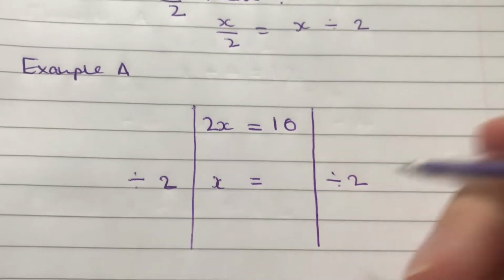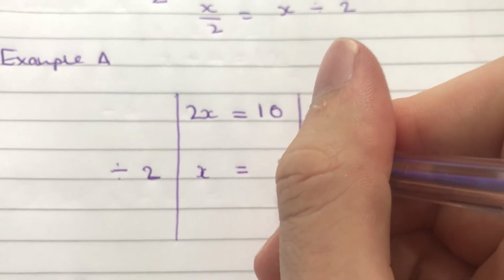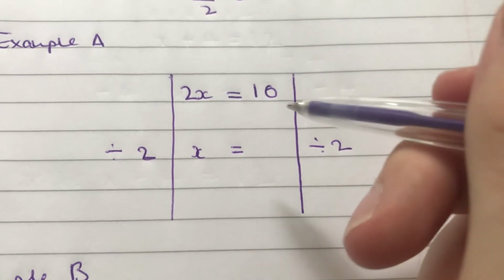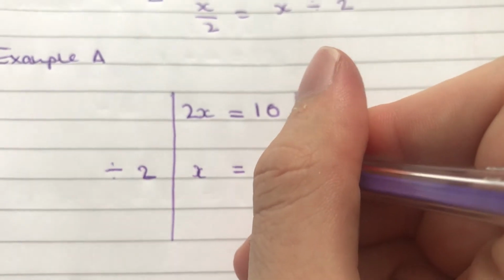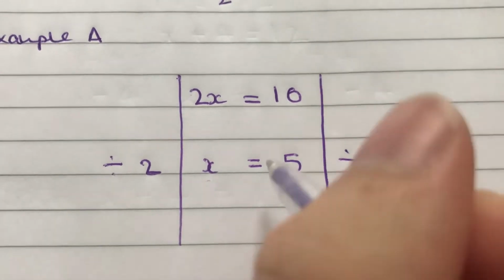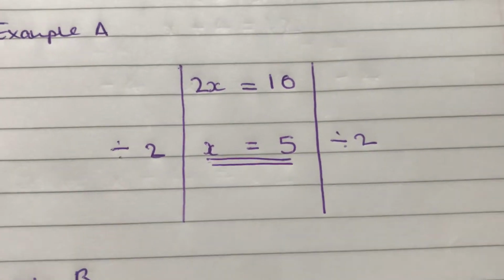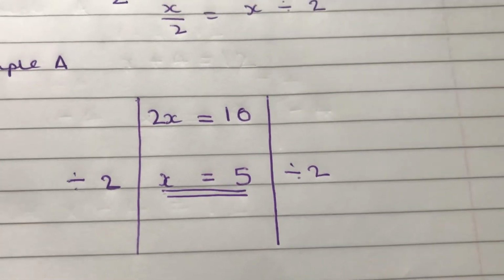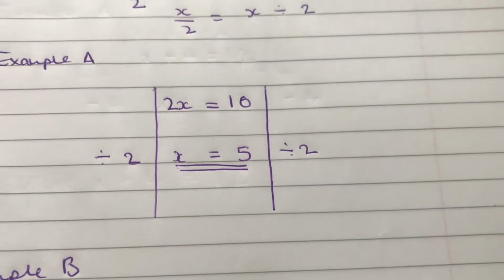And what's 10 divided by 2? How many 2s go into 10? 5 twos go into 10. So x equals 5, and that's our answer. So this should be simple and easy, hopefully. Multiplication is a lot easier than division. Division is a bit hard to get your head around, so let's think about this next one.